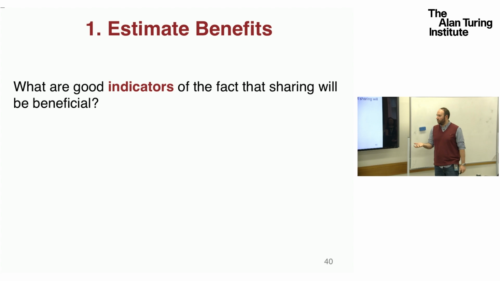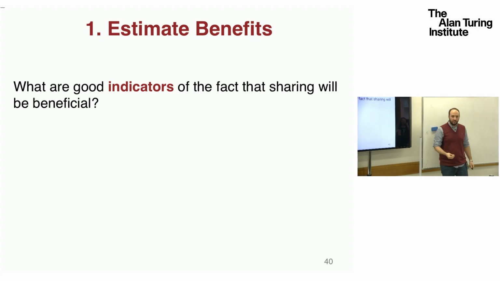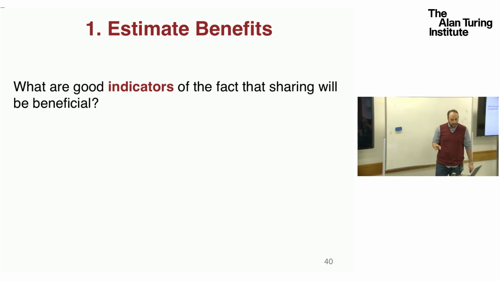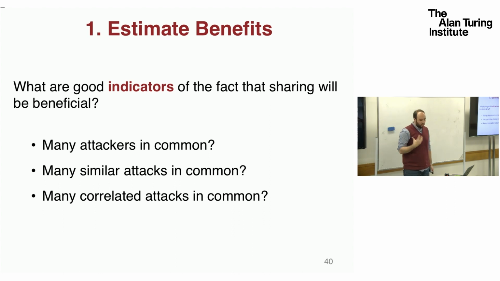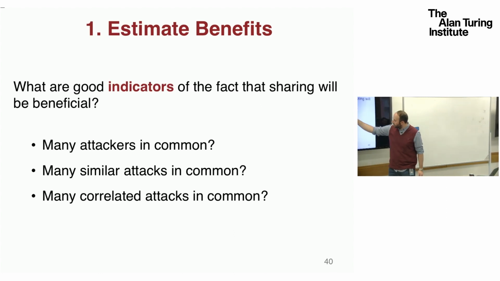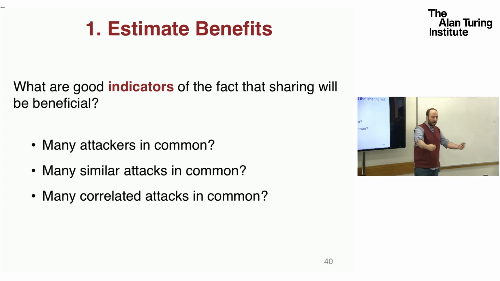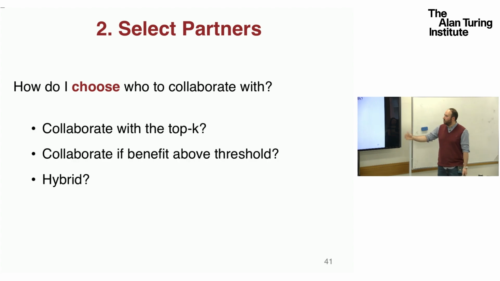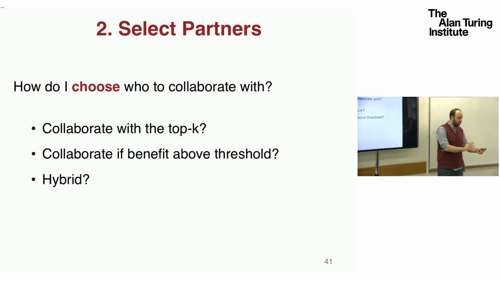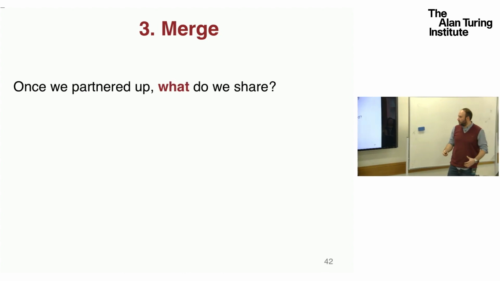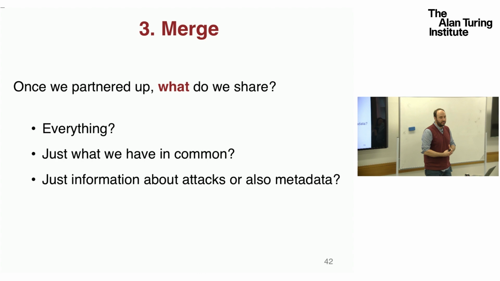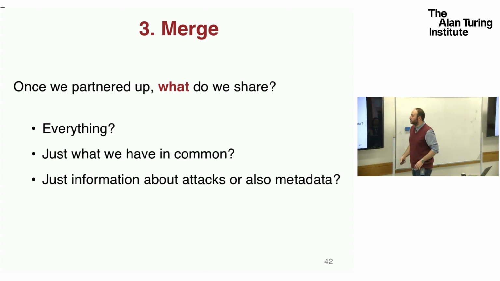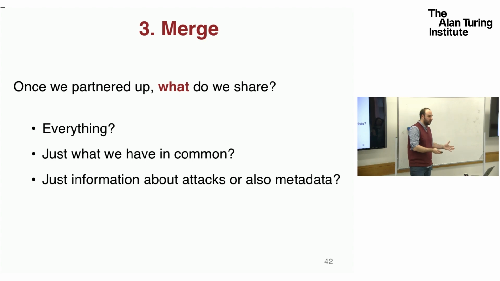Just to give you an idea, we found that good indicators that sharing will be beneficial are things like how many attackers you have in common, or how many similar attacks. We can answer all these questions in a privacy-preserving way without opening our data sets. Then, how do I choose with whom to collaborate? That is more of a system decision. Once I decide to collaborate, what do we share? We can share everything, or only what we have in common, like the intersection of these attacks, or only identifiers, or also metadata, and so on.